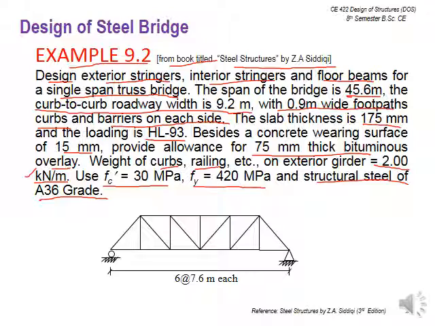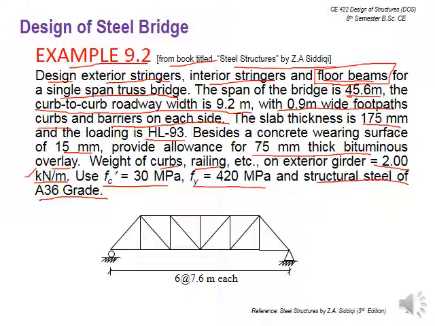The difference between example 9.1 and this example 9.2 seems to be majorly the floor beams. Now the type of the bridge has been changed. Last time we discussed only the beam girder bridge. Now we are going to discuss another type of bridge in which the floor beams are there. This is particularly the plate girder bridge.